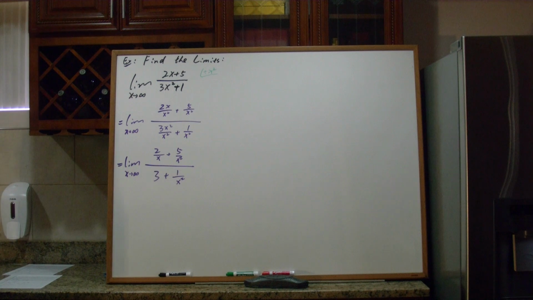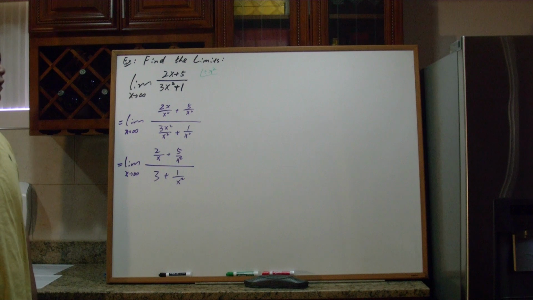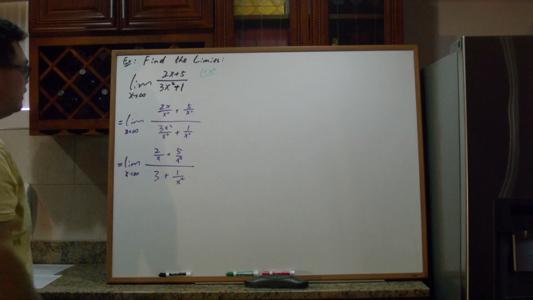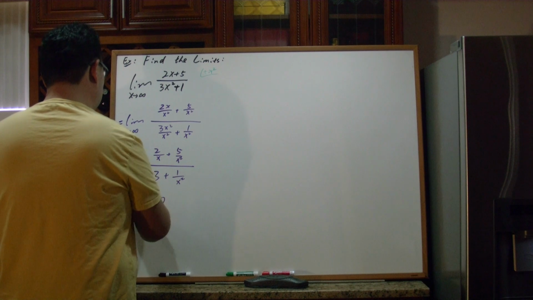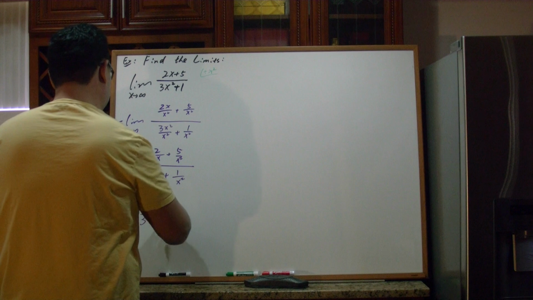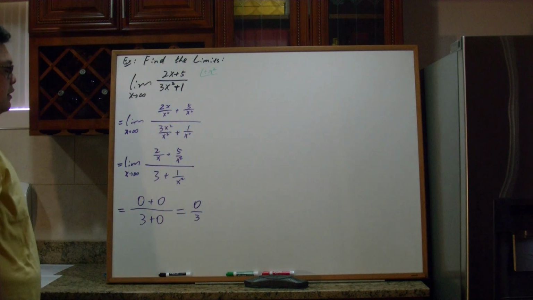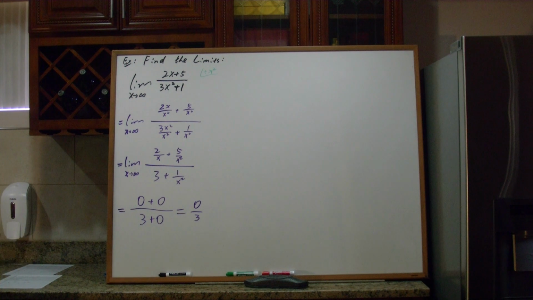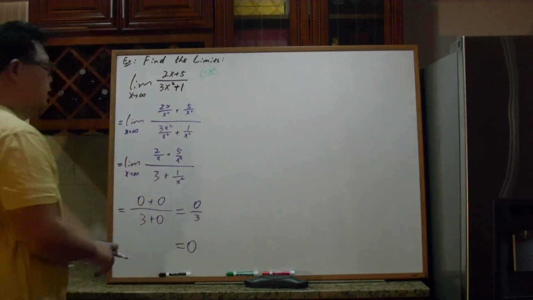And we know that any constant over x to a positive integer power will be 0 at positive or negative infinity. When we evaluate the limit, we get 0 plus 0 over 3 plus 0. Simply, 0 plus 0 is a determinate form, which is still 0. No matter how you add 0, that's still 0. Over 3, which gives the result of 0.